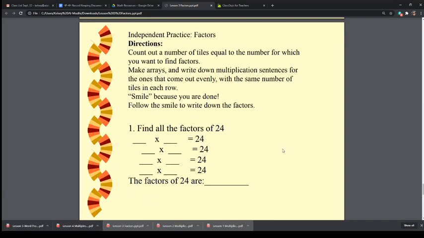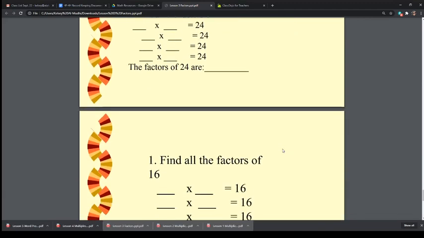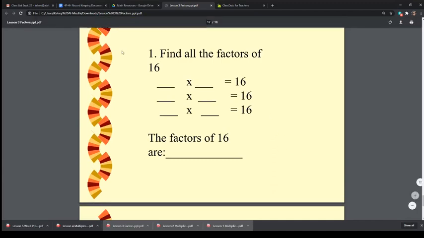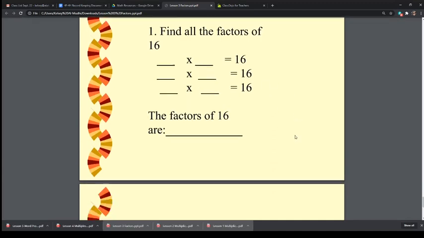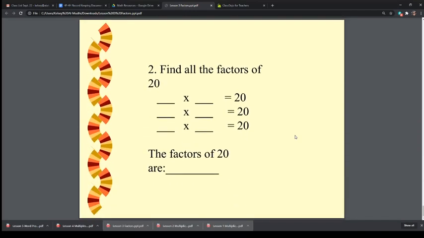Here's what I would like you to fill out. Again, here it is, but using 16 instead of 24. And again, using 20 instead of 16.